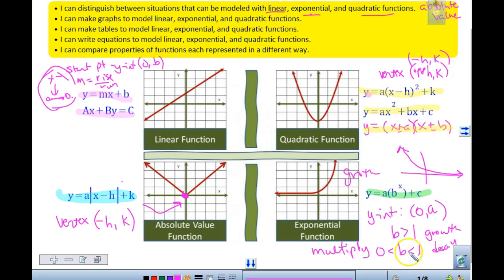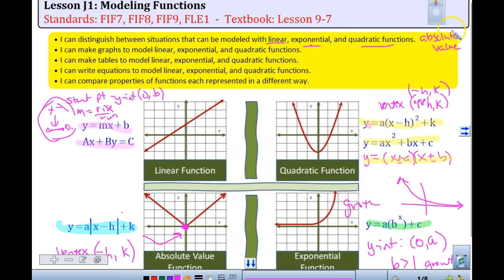So those are the 4 different types of equations. And I want you to add up here in your notes because it did not say to add absolute value, but we actually are going to look at all 4 of these, not just the 3. Notice this is section 9.7 in your book.